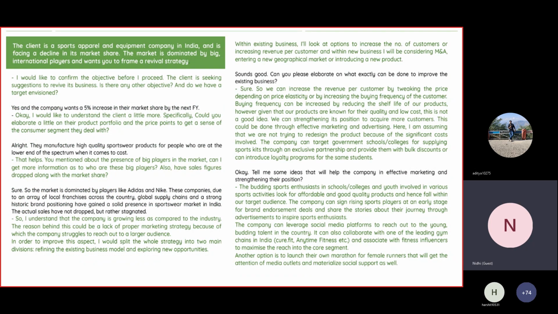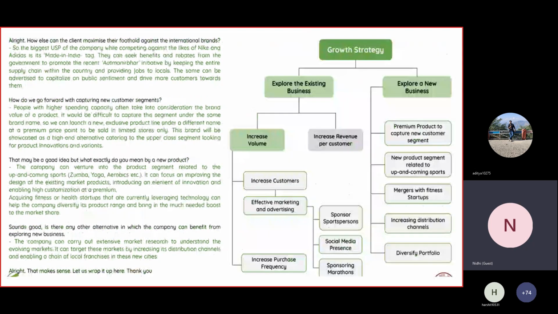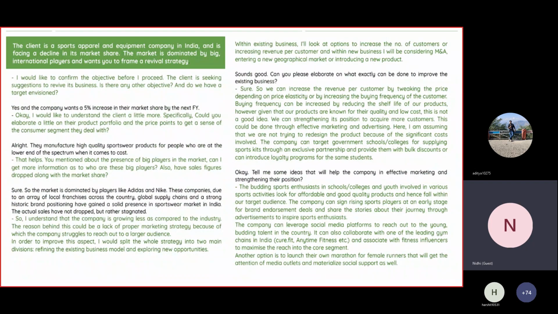Iske baad. So what I'm trying to say is increasing volume is through increasing customers or increasing purchase frequency. When we talk about increasing customers, कैसे कर सकते हैं? By marketing and advertising. For that, there are 3-4 strategies listed down here, which is very nicely written and presented in the case. Do you want me to just wait for a second and read, or take a screenshot or whatever you want to? That's the entire flow of the case.